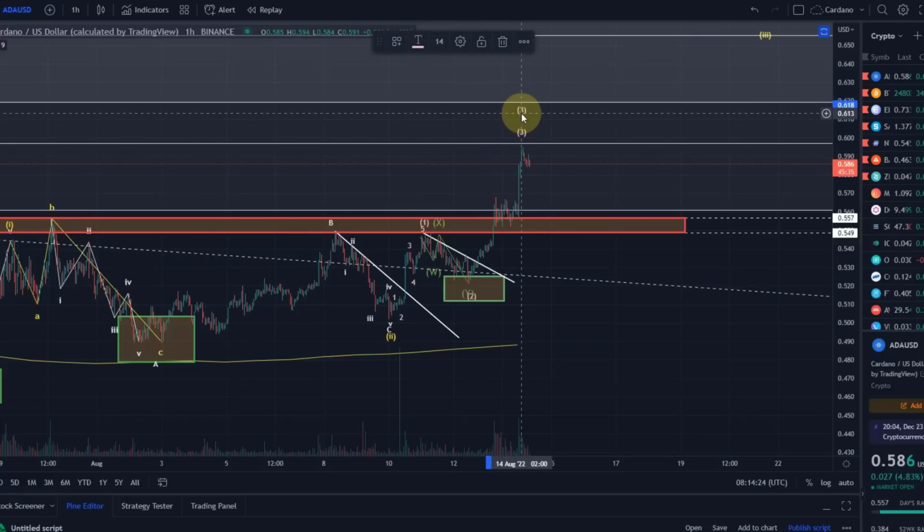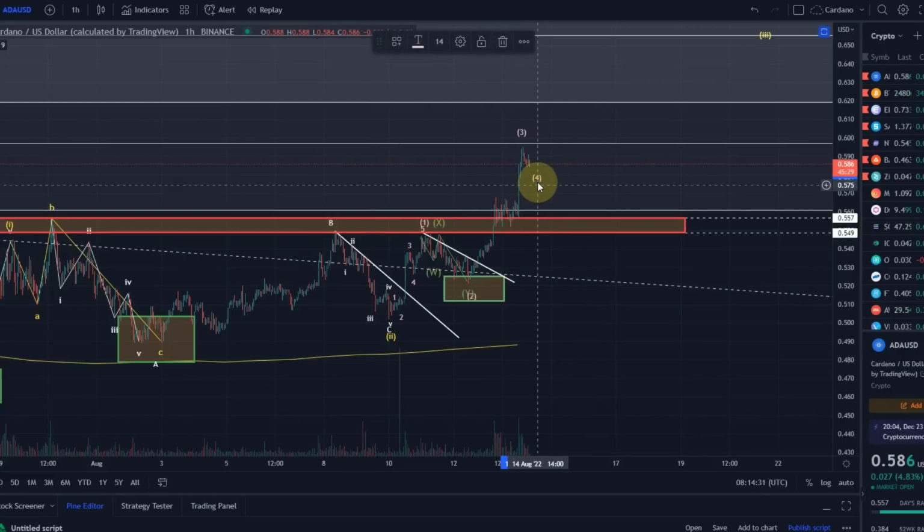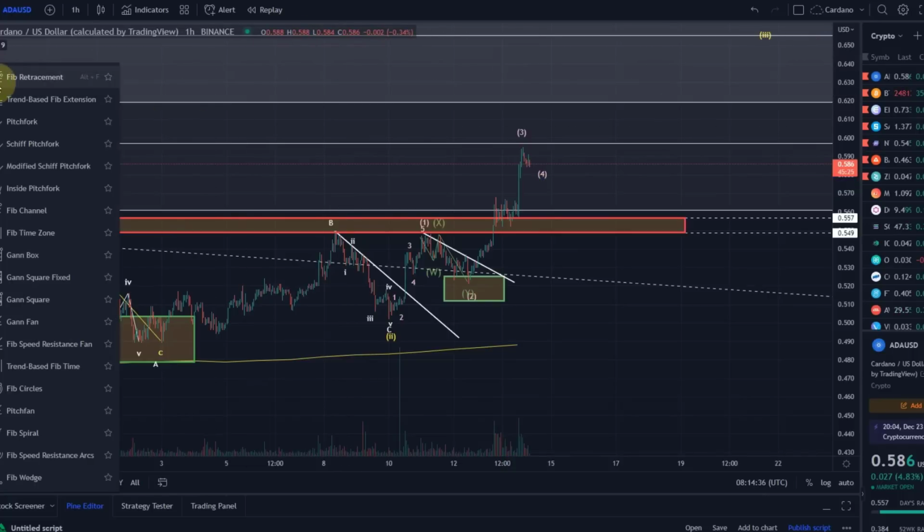We are now waiting for the wave 4. And most of these things I mentioned in the videos anyway, guys. It's just that on Telegram and Discord I can be a bit faster sometimes.